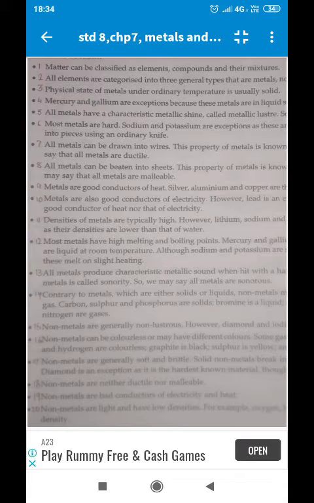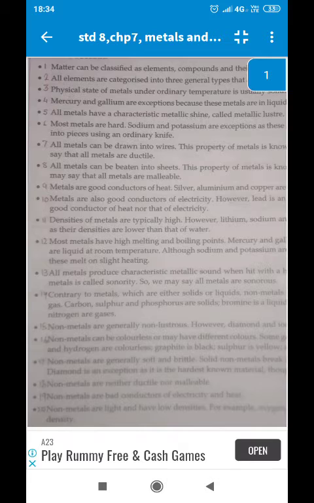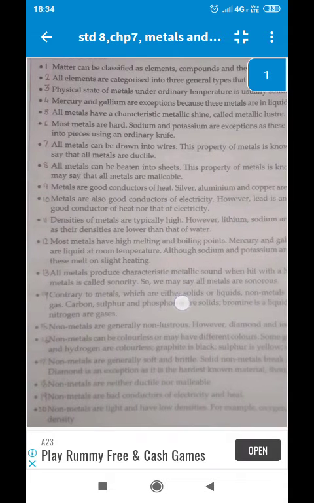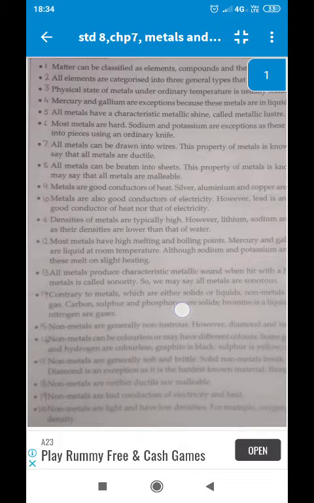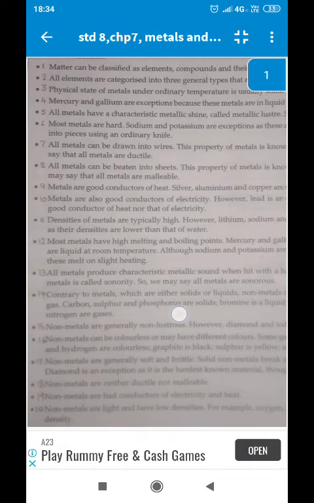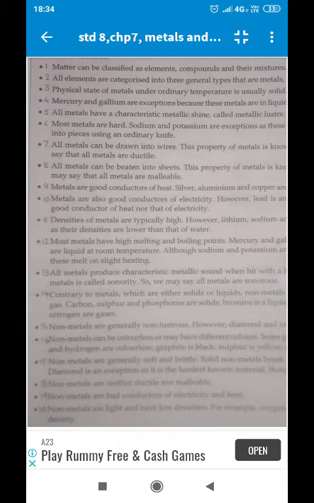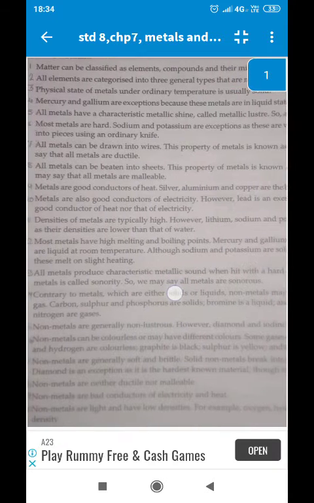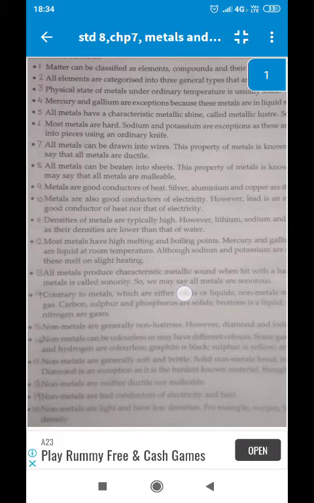In the previous lesson, we have already classified matter into elements, compounds, and mixtures. Now we are going to study metals and non-metals in detail. The whole lesson is listed in small points so that you can easily understand. I request you that while going through this video, please be ready with your textbook.